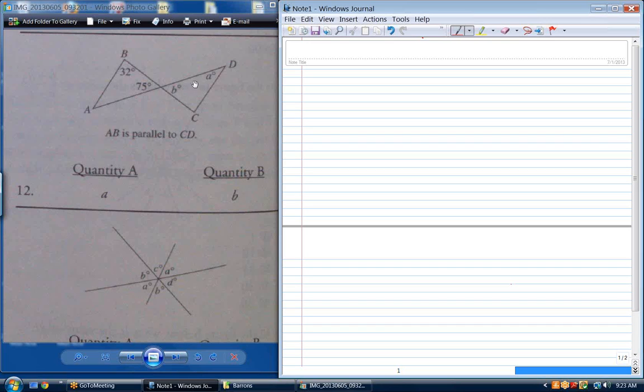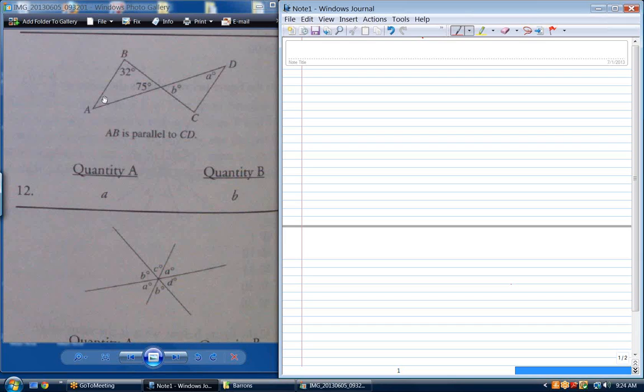Well, you can't figure out A directly just knowing that B is 75 because there's still two missing angles. Right. So let's use the information that AB is parallel to CD to try to figure out another angle. Actually, when you encounter a problem like this and you can't figure out A directly, start figuring out everything that you can figure out.